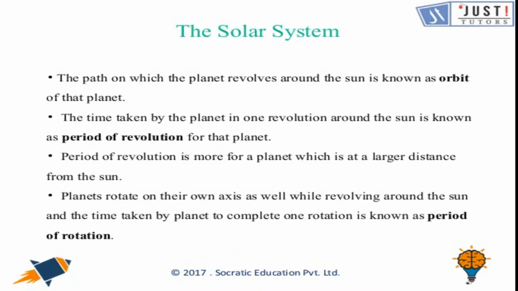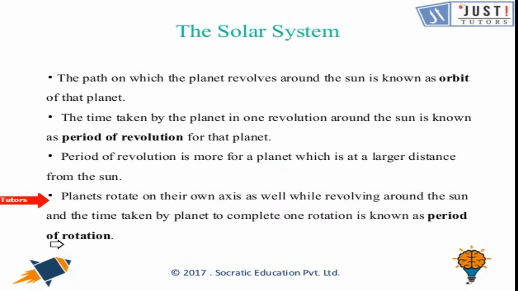Let's move forward towards the next slide. Well, the first point says that the path on which the planet revolves around the sun is known as the orbit of that planet. The next point says that the time taken by the planet in one revolution around the sun is known as the period of revolution for that particular planet. For example, to complete one revolution around the sun, the Earth takes 365 days.